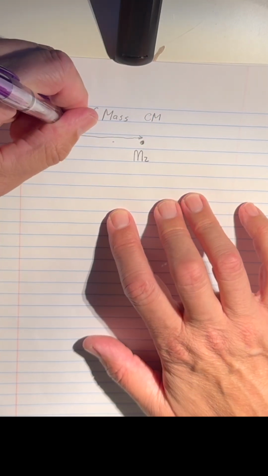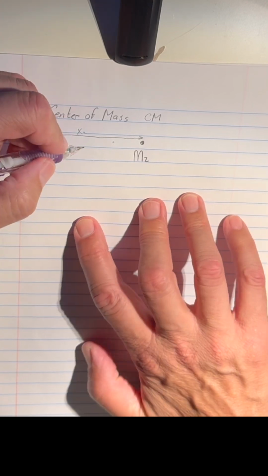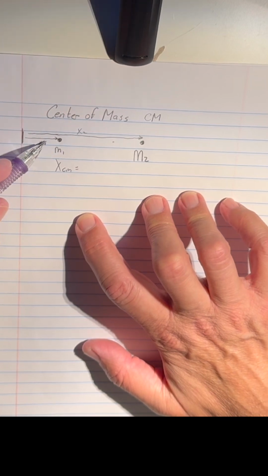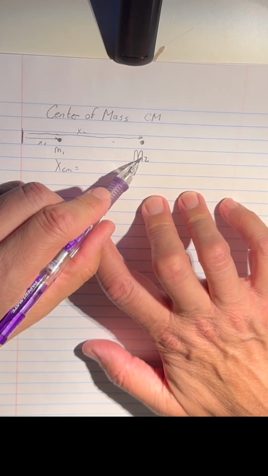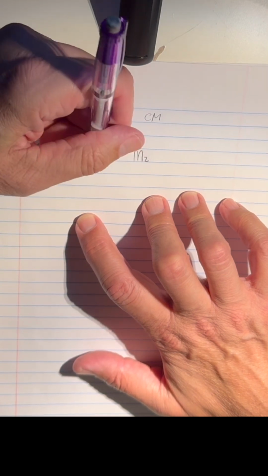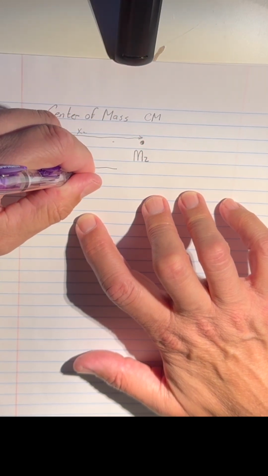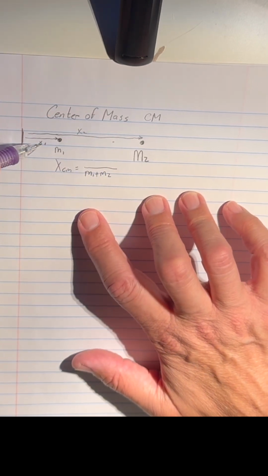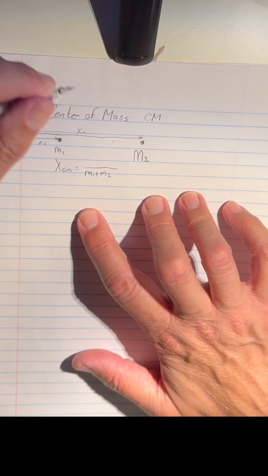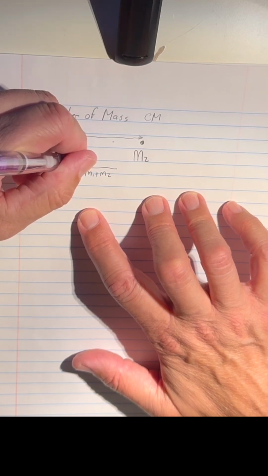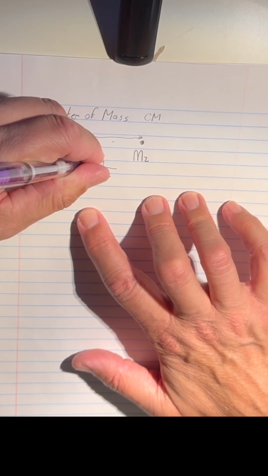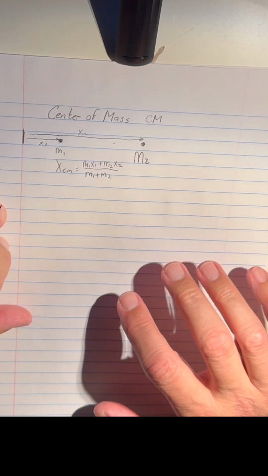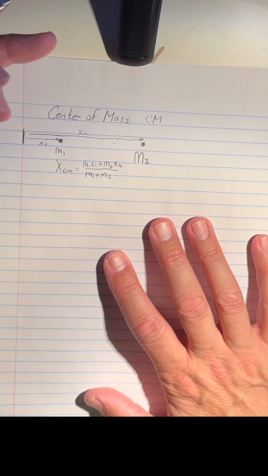And the way we find the center of mass is we say x center of mass is equal to the mass times the distance plus the mass times the distance, divided by the total mass. So we divide by m1 plus m2, in other words, the mass of the system. It's the distance times the mass for each of the objects added together. So we would end up with m1x1 plus m2x2 divided by m1 plus m2. And that's the way we calculate the location of the center of mass.